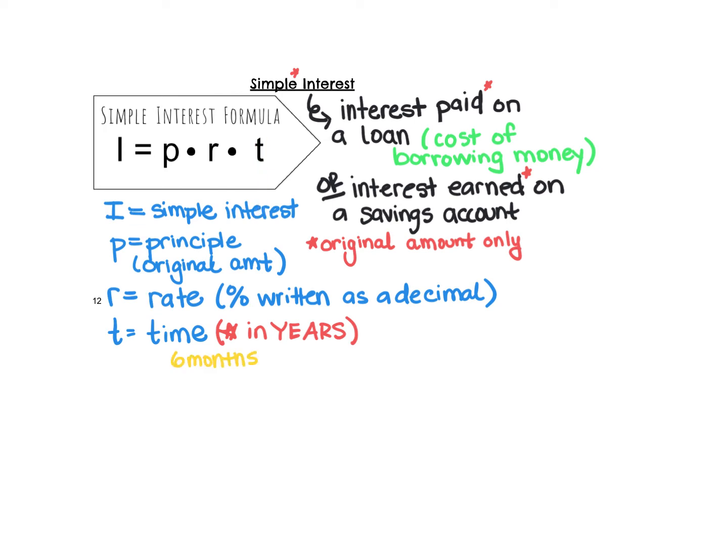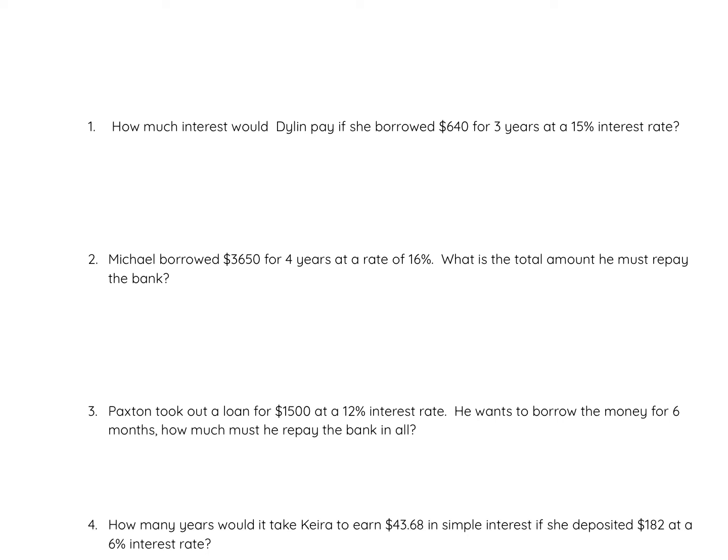So if we have a scenario where we are borrowing money for 6 months, we need to convert that into years: 6 out of 12 months, or this is going to be 1/2, or 0.5. 18 months is going to be 18 over 12, or 1.5 years. So you're going to need to convert months to years. This is a formula that you do need to memorize. I equals PRT.